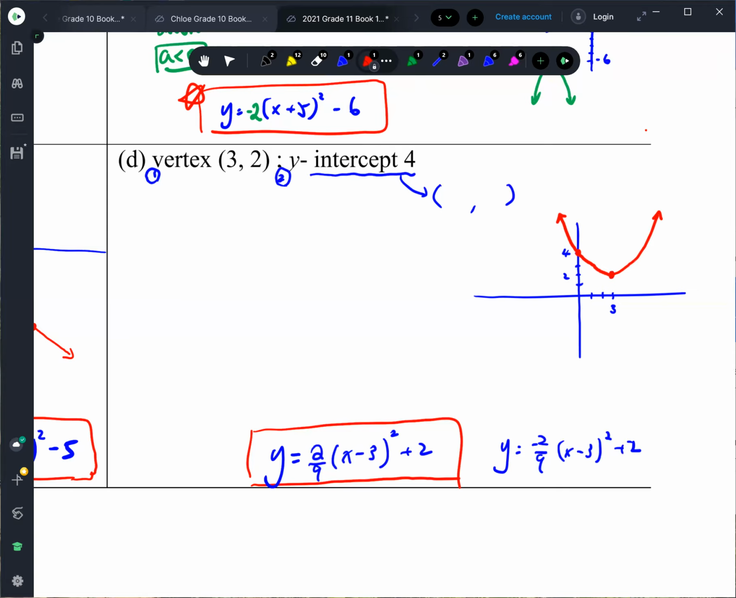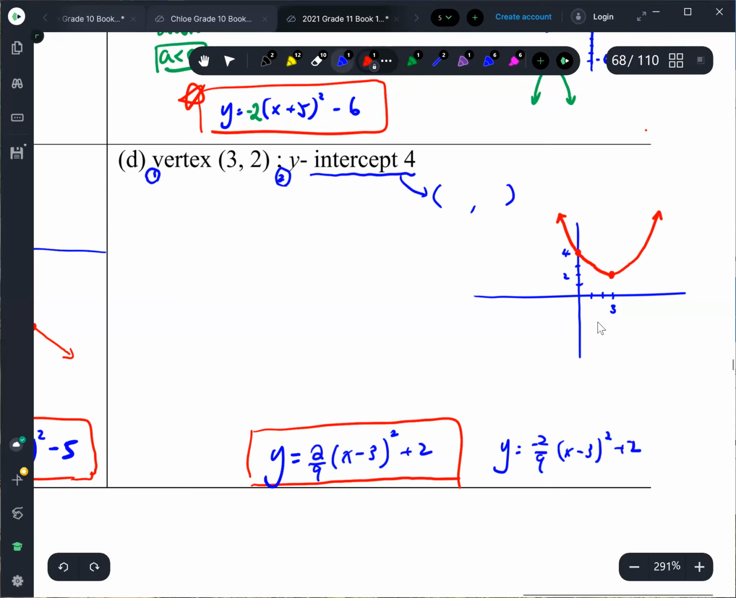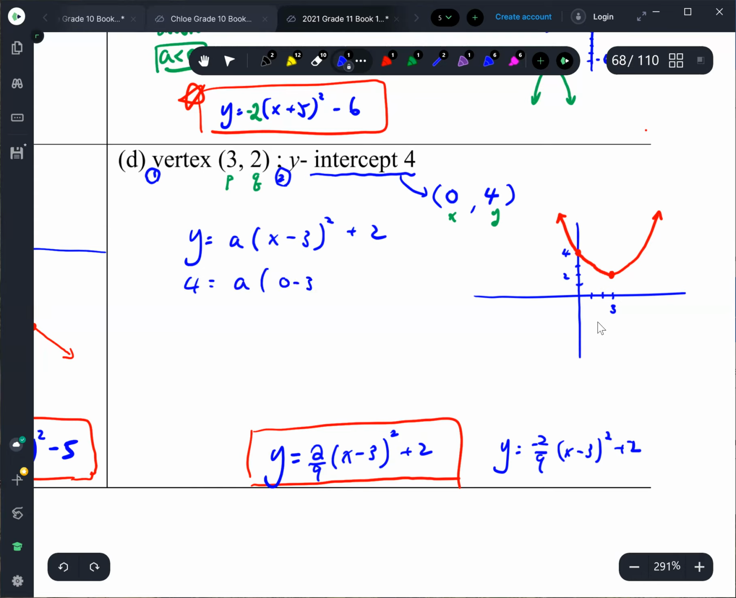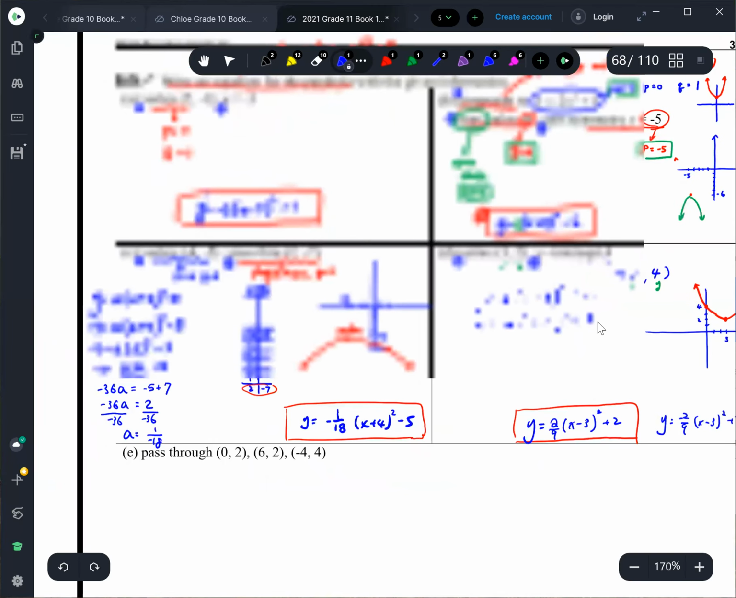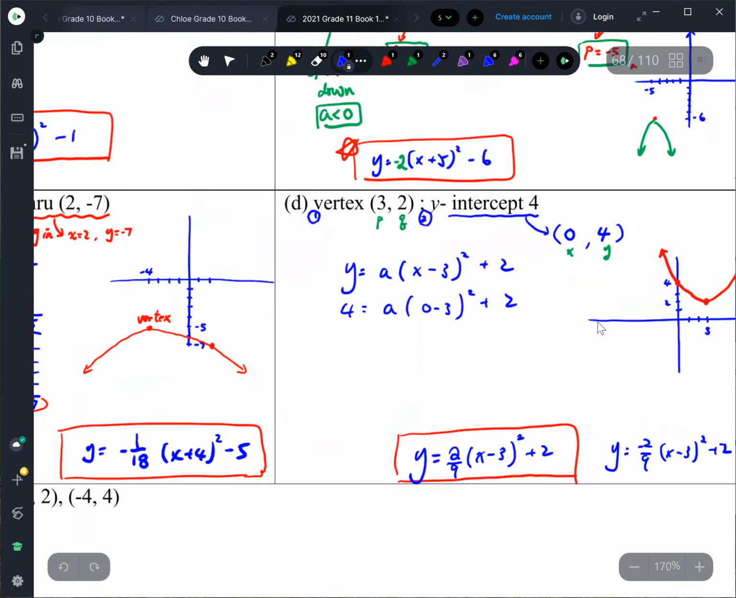Okay. Yeah, so let's take a look at the steps now. So y-intercept tells us the point has to be 0, 4. So that's your x, that's your y, okay? Vertex, that's your p, that's your q. So just like question C, y equal to a x minus 3 squared plus 2. And you want to plug in 0, 4. So 0 minus 3, 0 is the x. Follow the order of operation like we did on the left side, right?